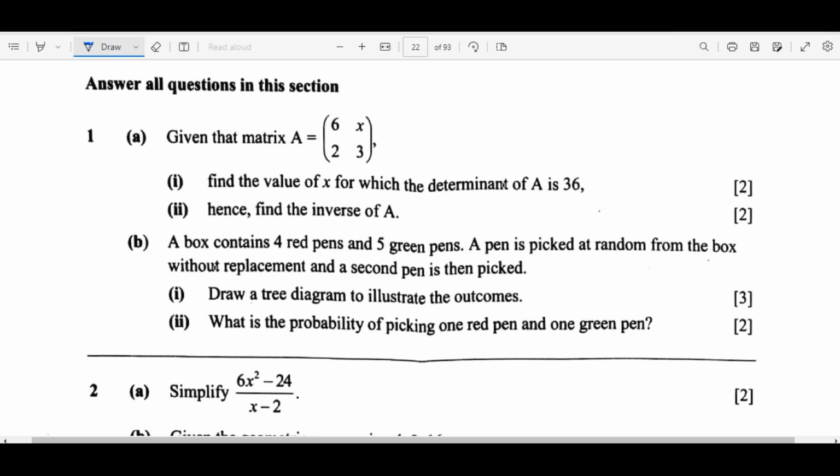Under section A, we are given that matrix A is equal to 6, 2, x, and 3. Now find the value of x for which the determinant of A is 36. So in this case, how do you handle such a question?